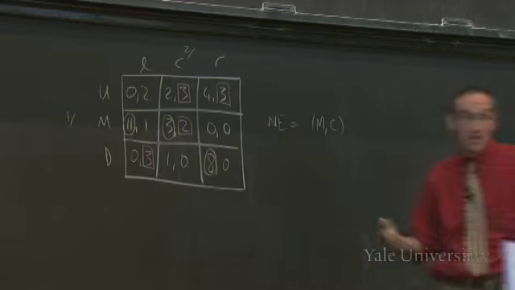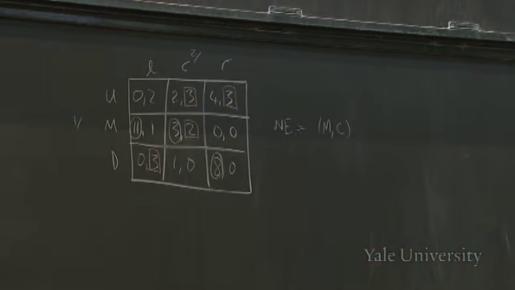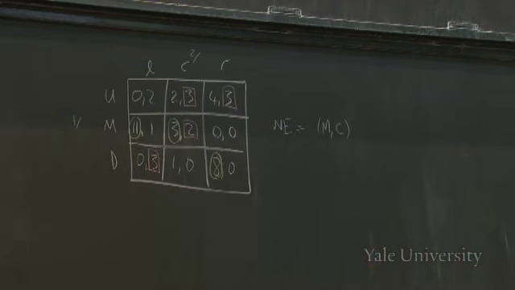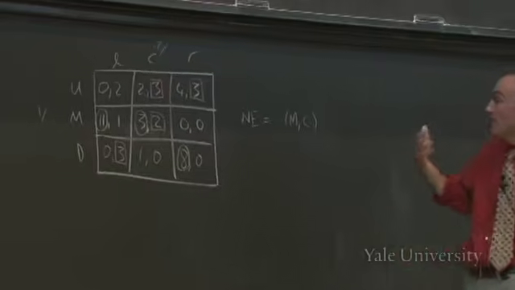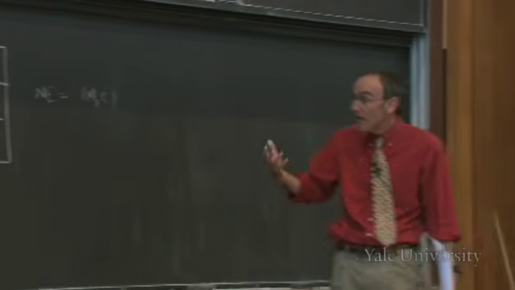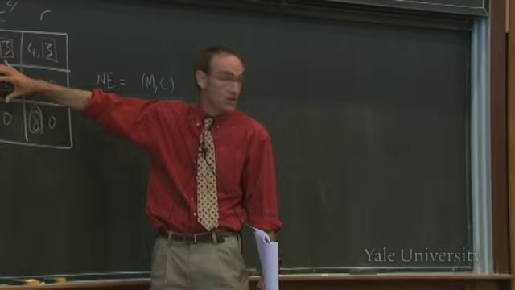And notice this is a Nash equilibrium. Why is it a Nash equilibrium? Because each player is playing a best response to each other. If I'm player 1 and I think that player 2 is playing center, I should play middle. If I'm player 2, I think player 1 is playing middle, I should play center. If, in fact, we play this way, neither person has any regrets.